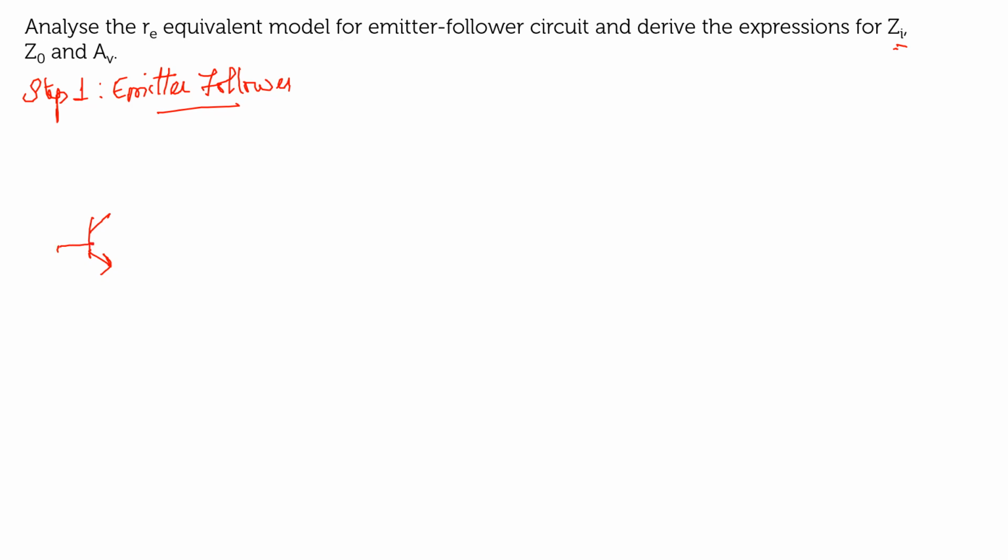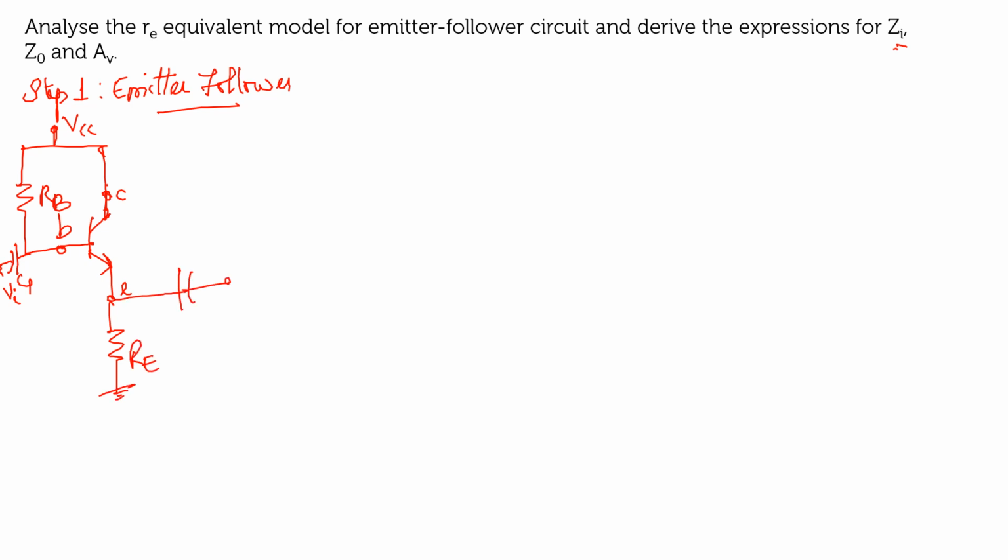Input is going to be your base, collector, and emitter is your output. Across the base you will have your resistor RB, the collector will go directly to your VCC, and at the input you will have your coupling capacitor C1 where you get Vi, and across the emitter you are going to take your output. So RE and coupling capacitor C2, and this is your output.